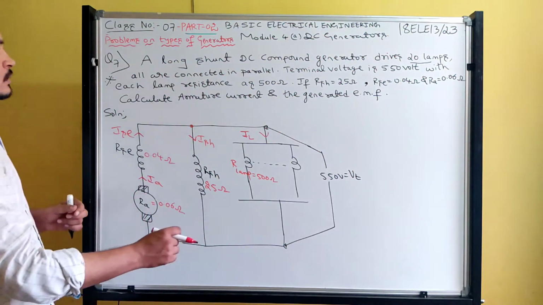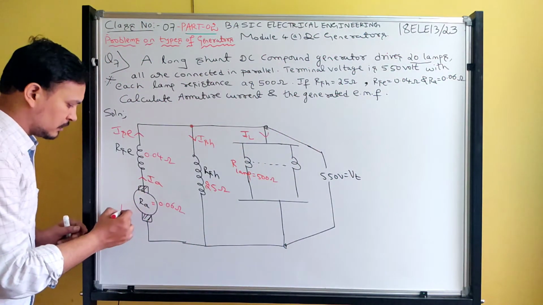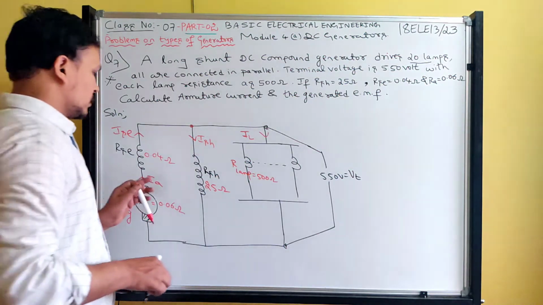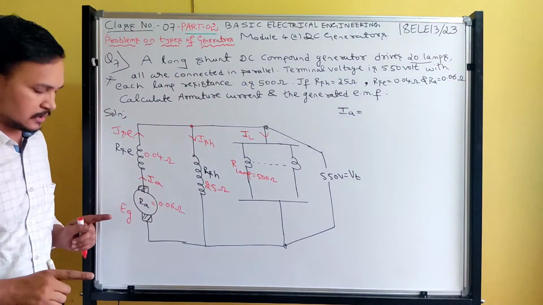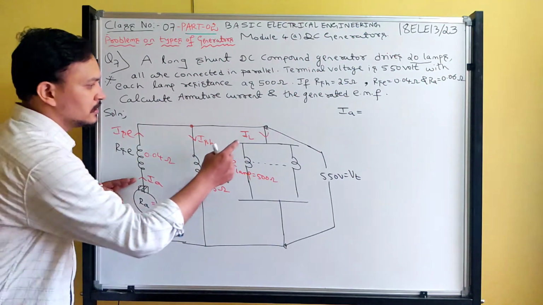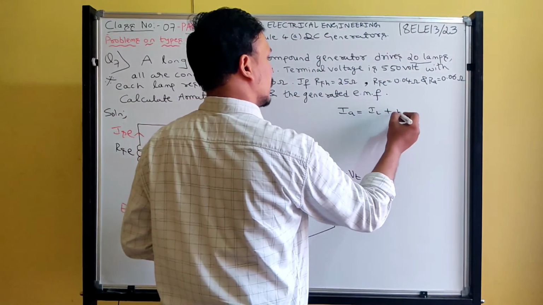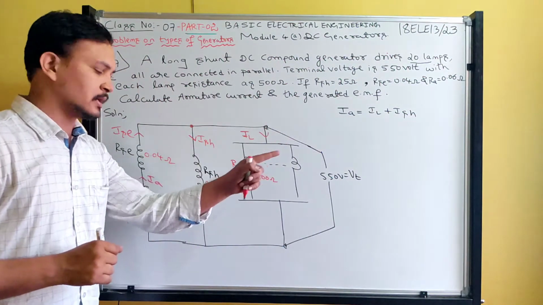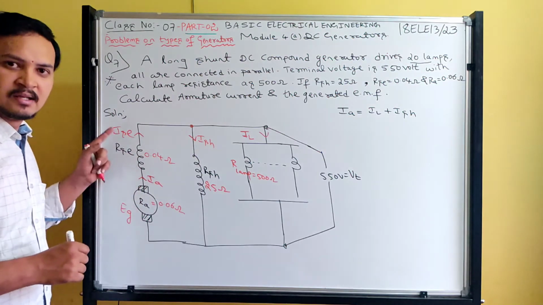Look here: calculate the armature current and generated EMF. You have to calculate the Ia value and then the generated voltage. So what is Ia? For a long shunt generator, apply KCL at this node. Your armature current will be the sum of load current and shunt field current, so IL plus ISH gives the armature current, and that armature current is also the same as the series field current, because these two windings are connected in series.